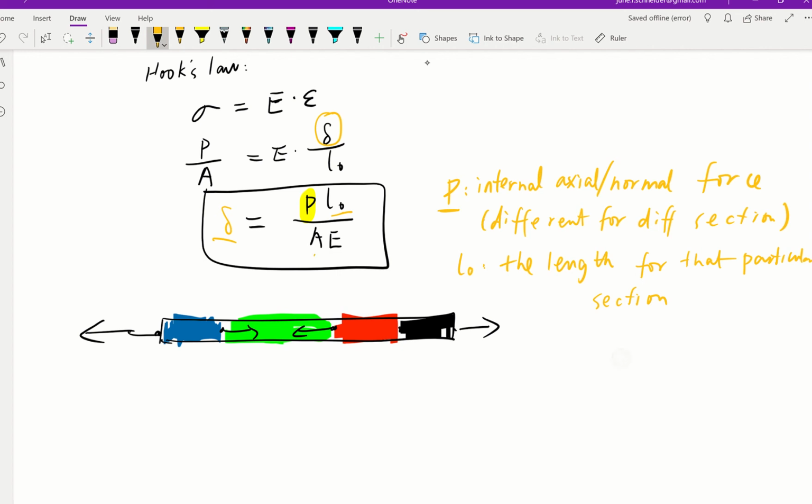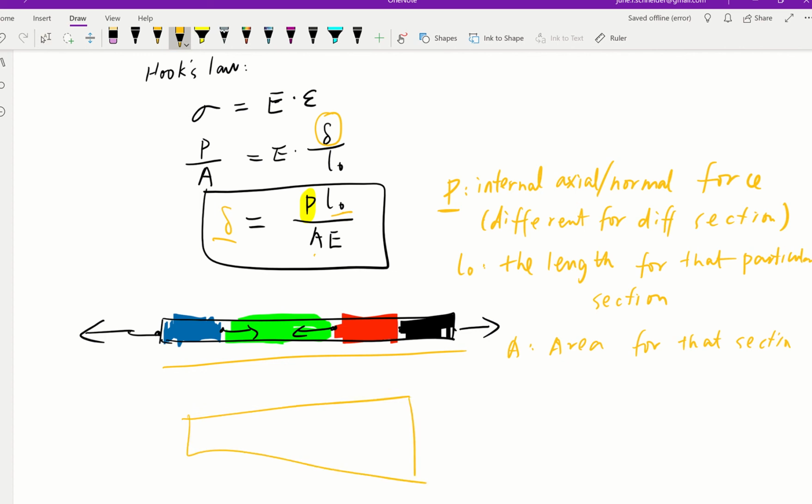And how about A? A, we know that's going to be the cross-section area. That's the area for that section. And thinking about this example here, it looks like a uniform bar. So everywhere, those 4 sections have the same cross-section area. But imagine if I have a bar that is going to be like this. So at different sections, I will have totally different cross-section areas. If that's the situation, you might need to consider that changing area. Sometimes you might need to integrate, right, based on the function.